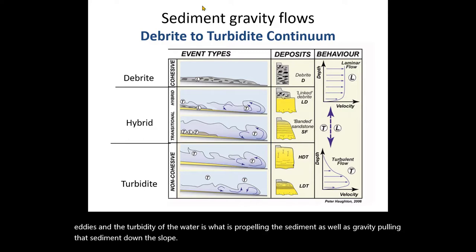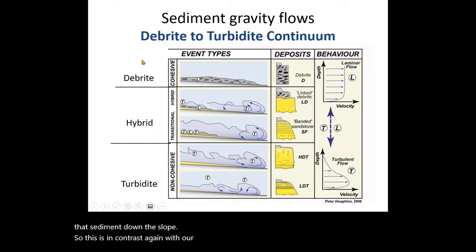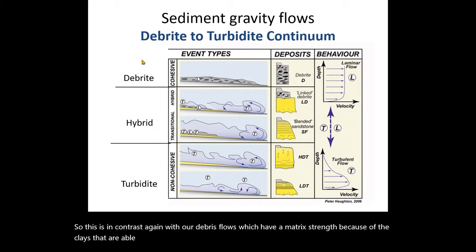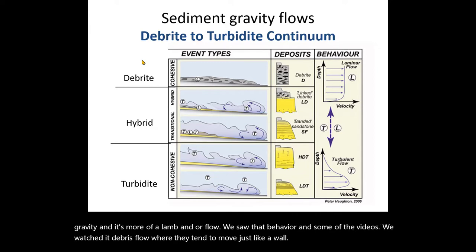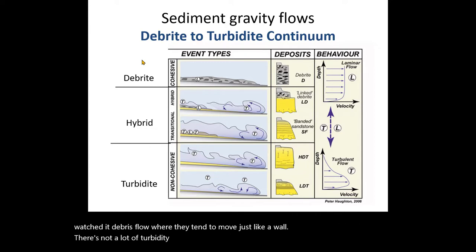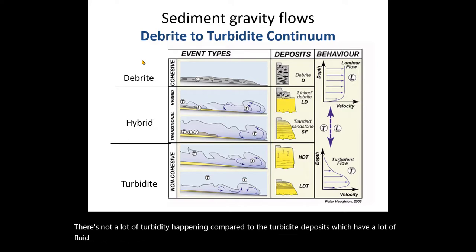This is in contrast again with our debris flows, which have a matrix strength because of the clays that are able to support the larger clasts, and the whole thing is moving down slope due to gravity, and it's more of a laminar flow. We saw that behavior in some of the videos we watched in debris flow, where they tend to move just like a wall. There's not a lot of turbidity happening. Compared to the turbidite deposits, which have a lot of fluid entrained among the sediment, and the turbidity of the fluid is causing the continued suspension and motion of all the sediment particles.